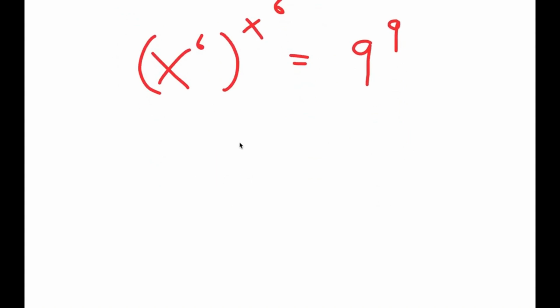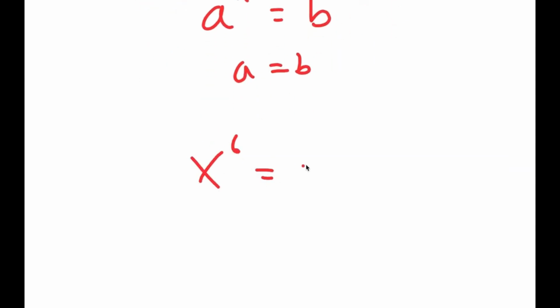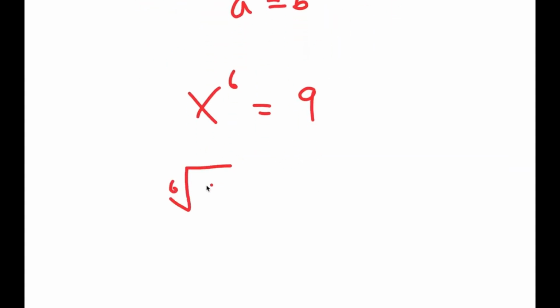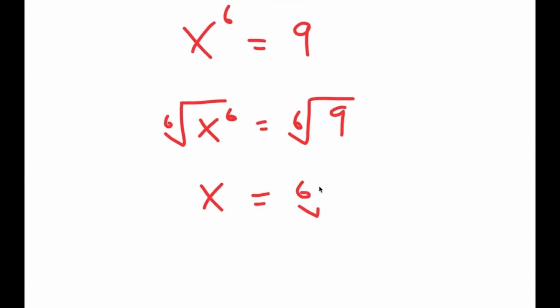And because this is in the form a to the power of a is equal to b to the power of b, this means that a equals b. So in this case, x to the power of 6 is equal to 9. And if I take the 6th root on both sides, I get x is equal to the 6th root of 9.